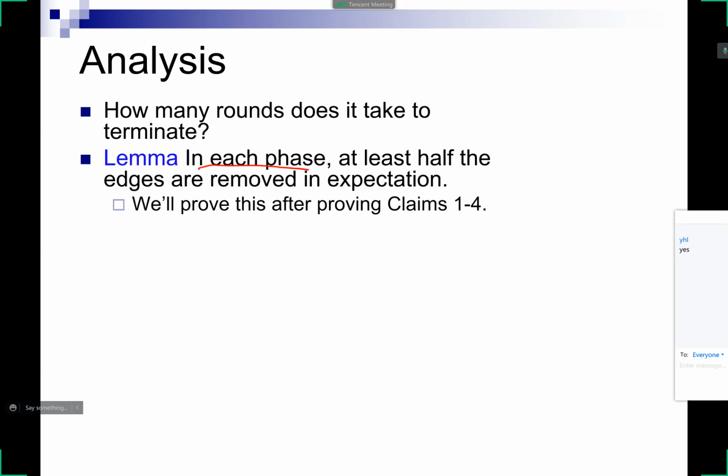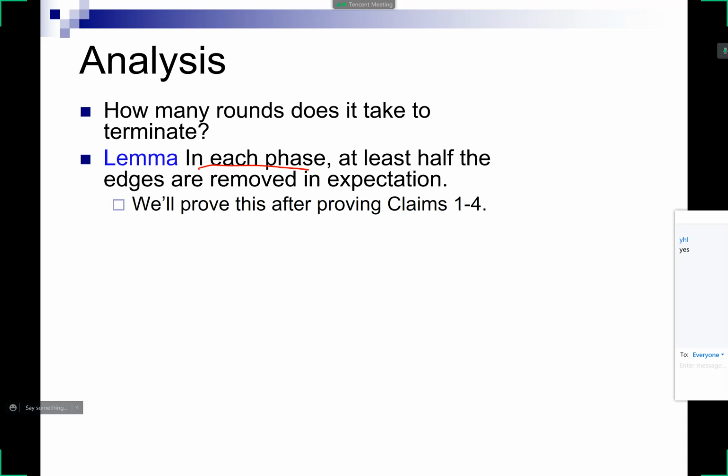removed in expectation. Okay, so in each phase, some nodes join the MIS, and then they tell themselves and all their neighbors to terminate. And when you do that, you take out a bunch of edges also. So we're going to show that when you do this, you take out at least half of the edges in each phase, in expectation.